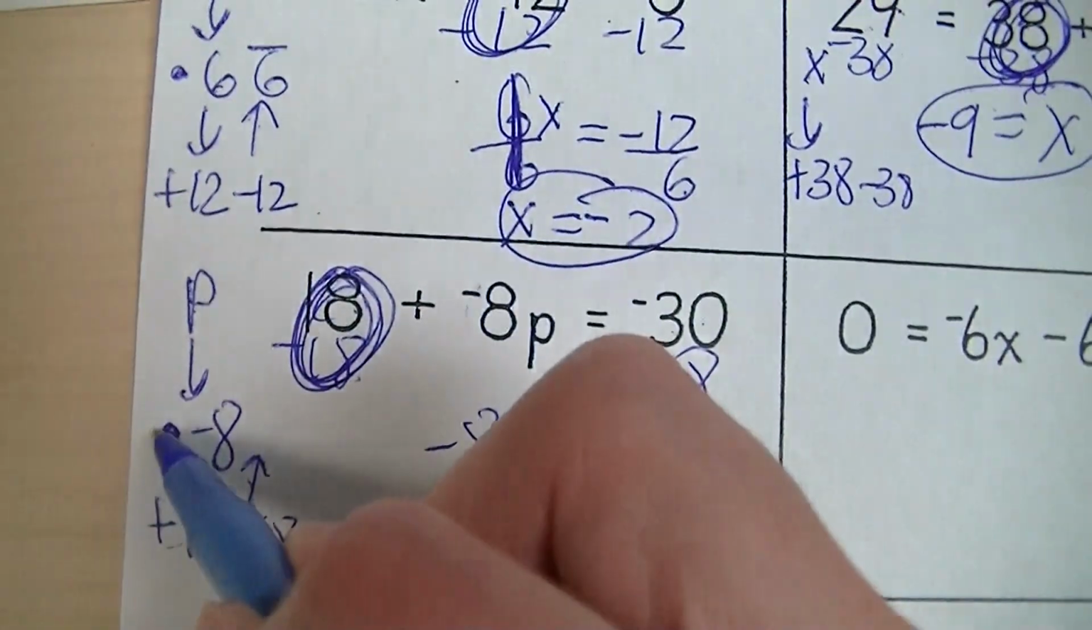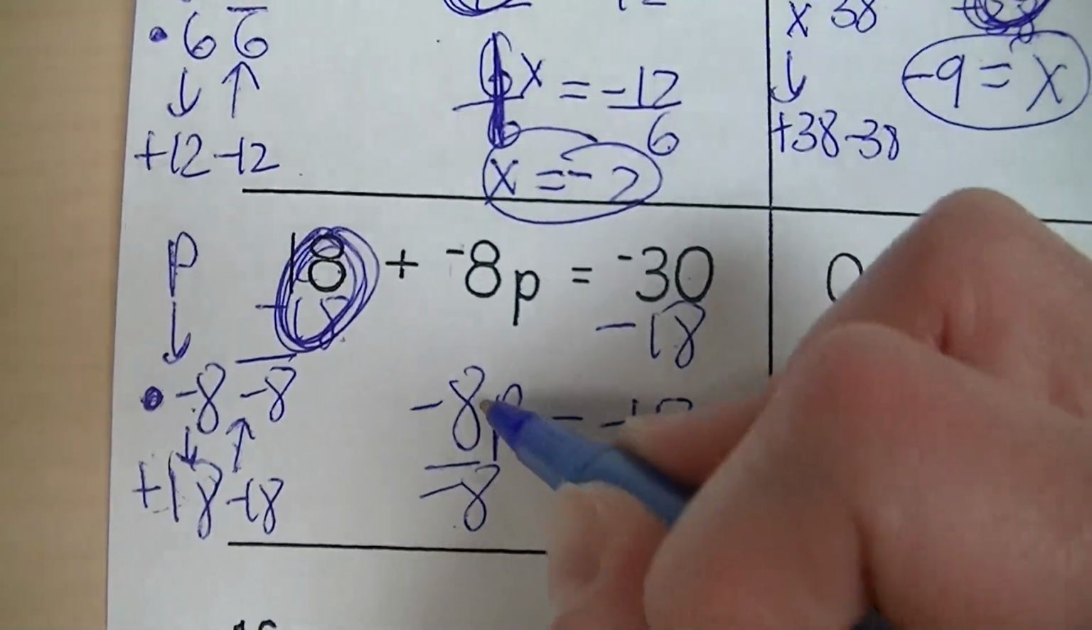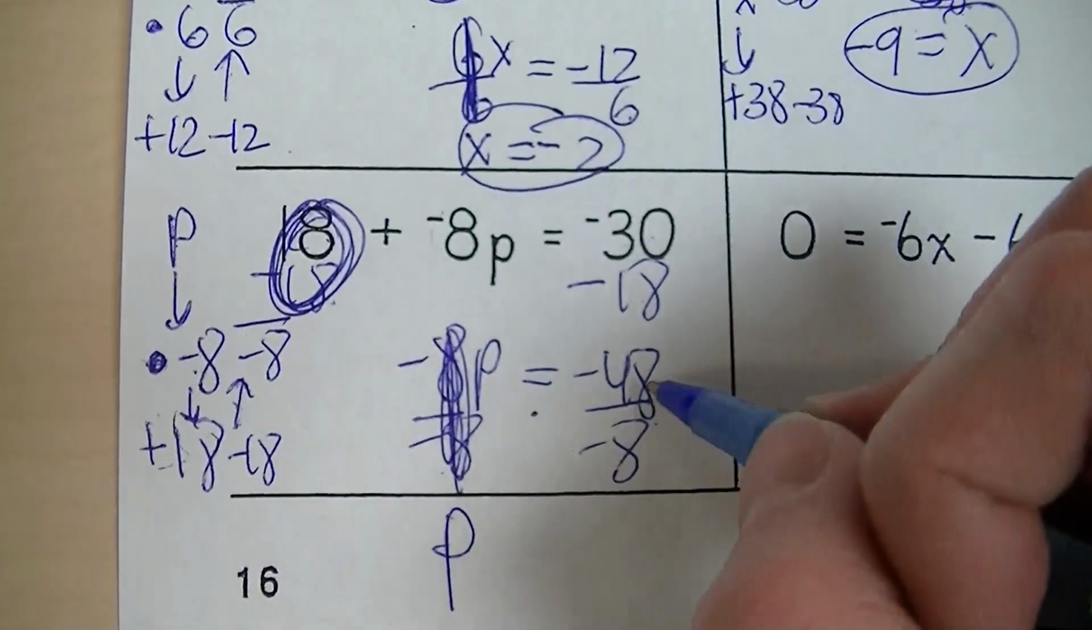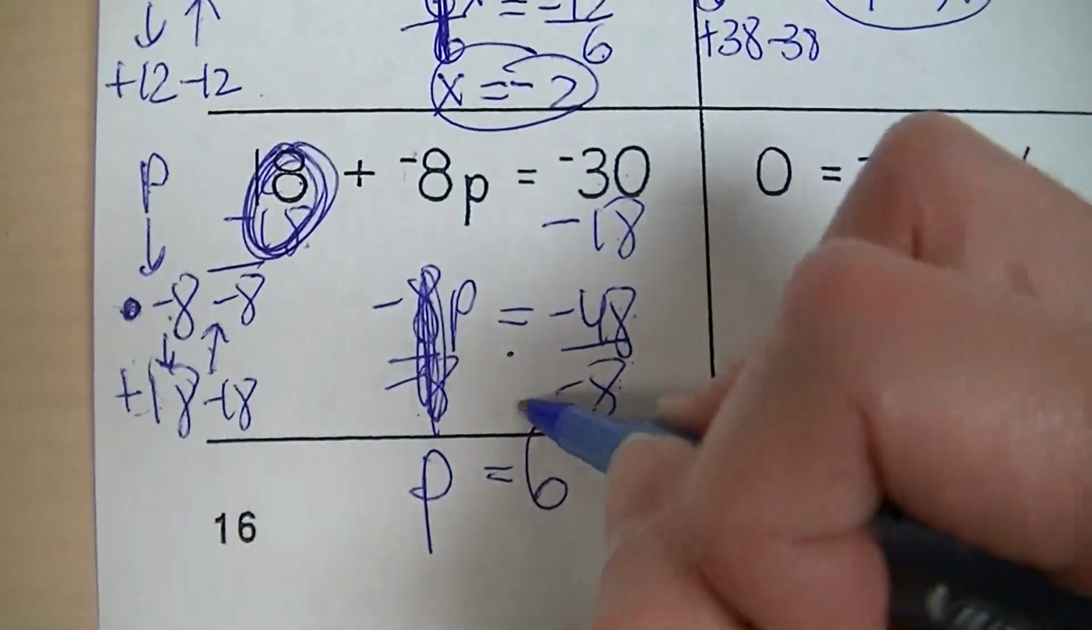And inverse operation of multiply by negative 8 is to divide by negative 8. So do that to both sides of that equation. Negative 8 divided by negative 8 is 1. 1 times p is p, or 1p, same thing. A negative divided by negative is a positive, so negative 48 divided by negative 8 is a positive 6.